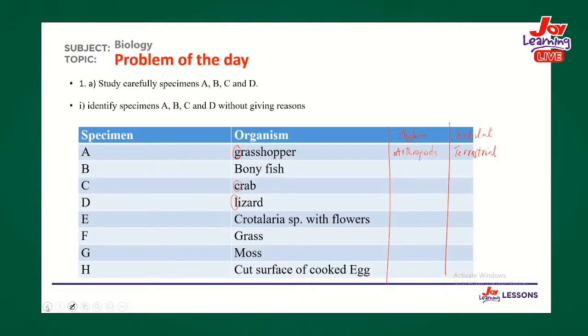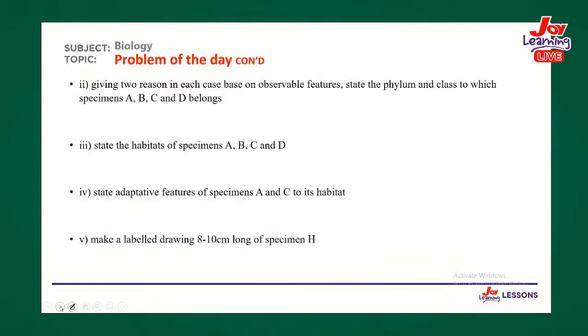E, F, and G. So which one is the least? Is G. Arrow to which one? Grass comes before. So you write F. Then you write E. Or I brought an arrow. So if you don't bring the arrow, you get this thing wrong. So there is the order of complexity between the plant-based organisms.